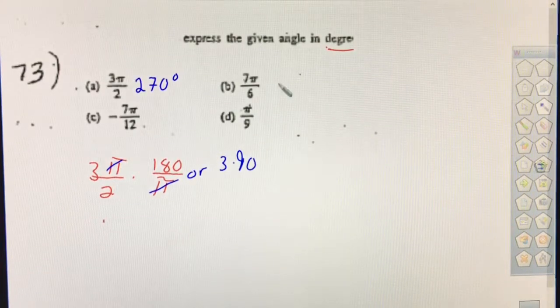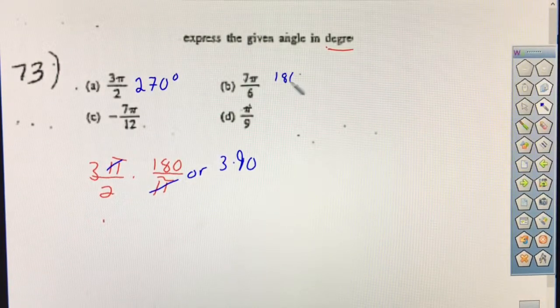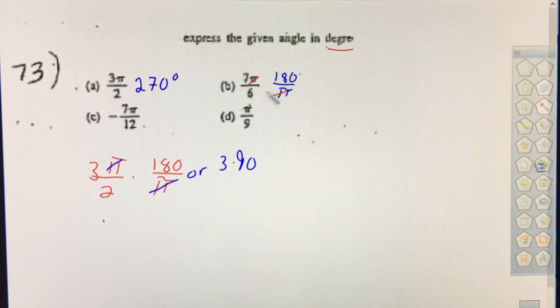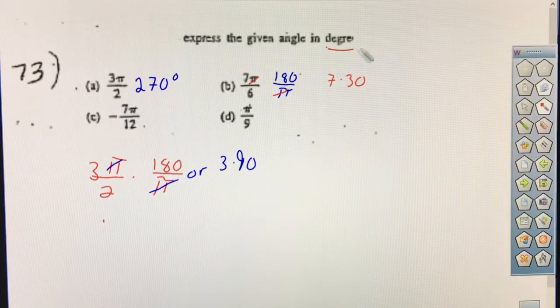For b, 7 pi over 6 times 180 over pi. The pi's simplify. So 7 times 180 divided by 6. Well, 180 divided by 6, I think, is 30. So 7 times 30 is 210. 210 for part B. 210 degrees.